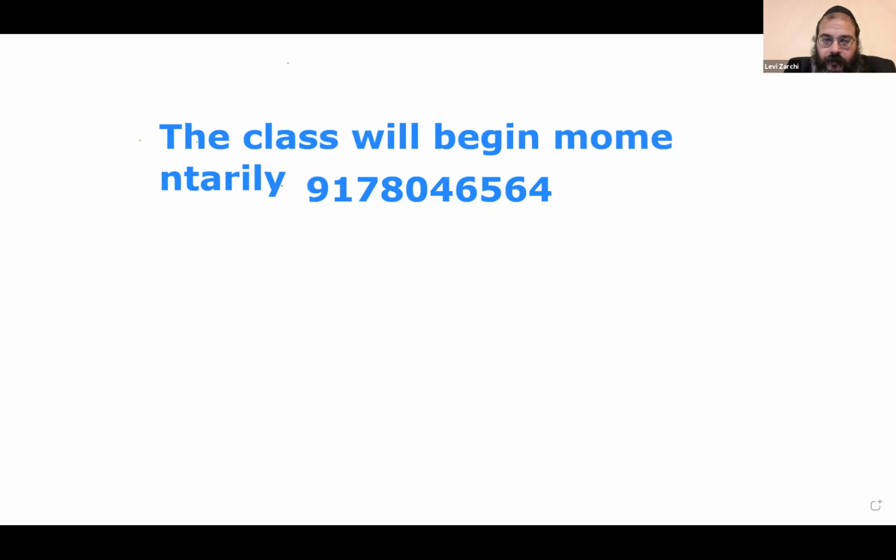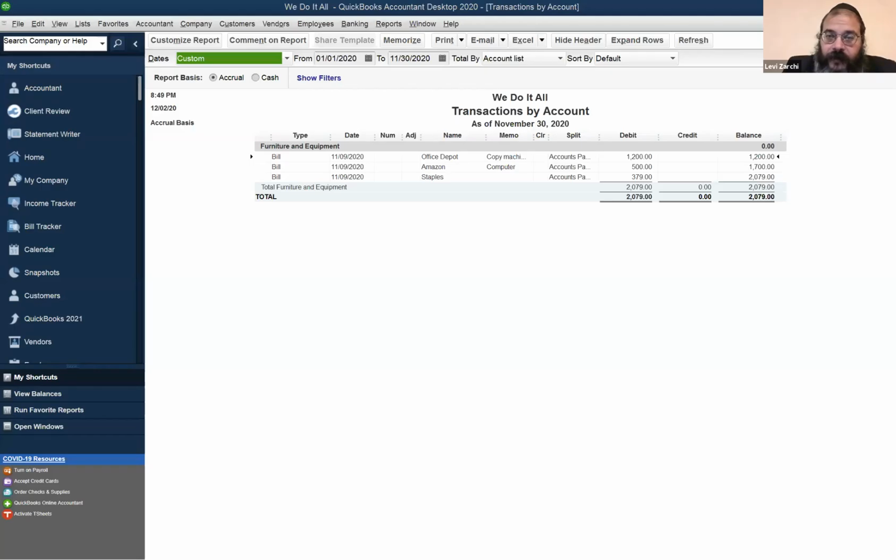If you recall, I had given you something called depreciation. What is depreciation? We had discussed that we bought a copier. We have the asset here, $2,079. If you go into it, you'll see this is comprised of several items. Let me stop the share now and go back to QuickBooks here. We have here from Staples, we bought something for $379. We have a copy machine for $1,200 and an Amazon purchase for $500. I guess that's a computer.